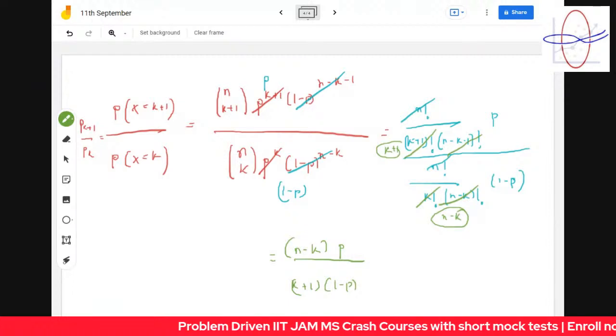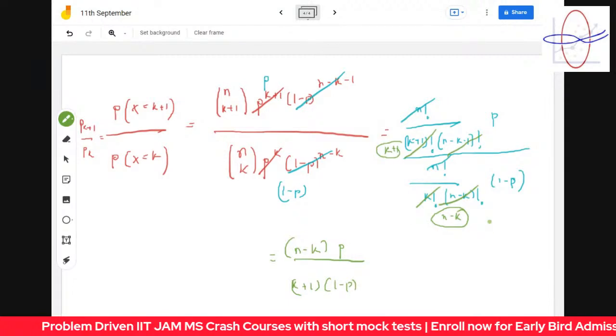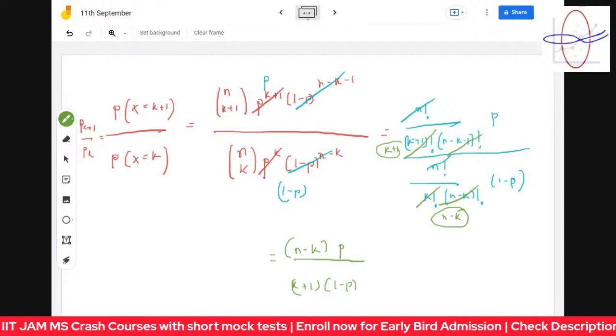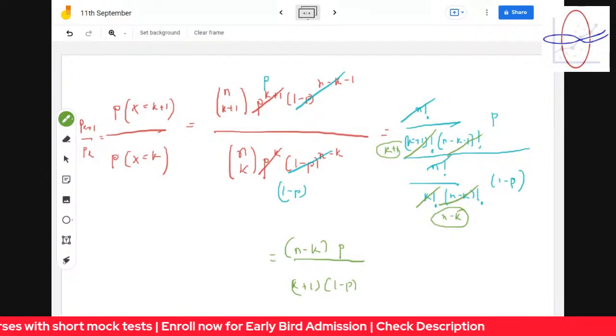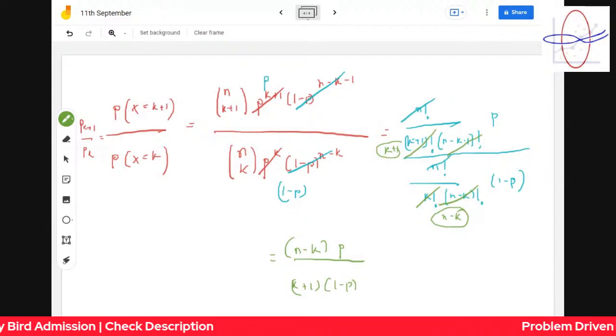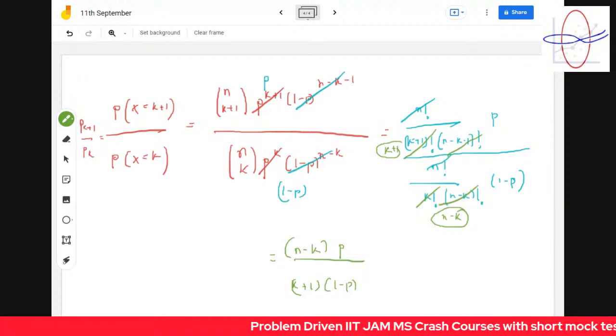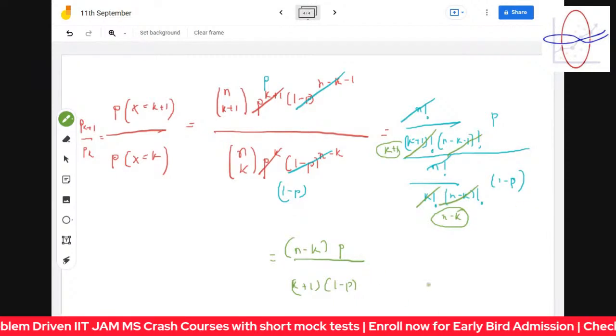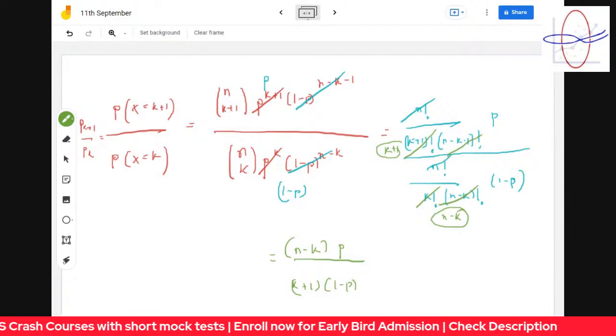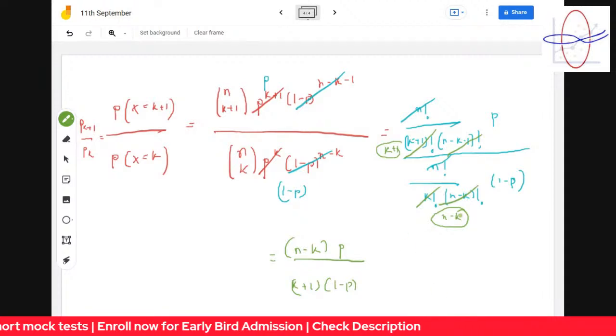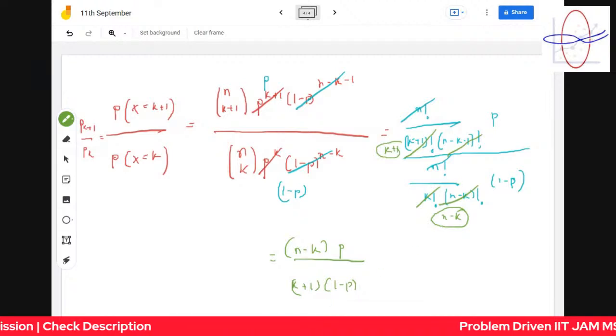Let me just check. Did I do something wrong, or is it fine? I think it's fine. N minus k is upper. Did I make some mistake? Just give me a minute. I think it's correct. Okay, I think it's correct.